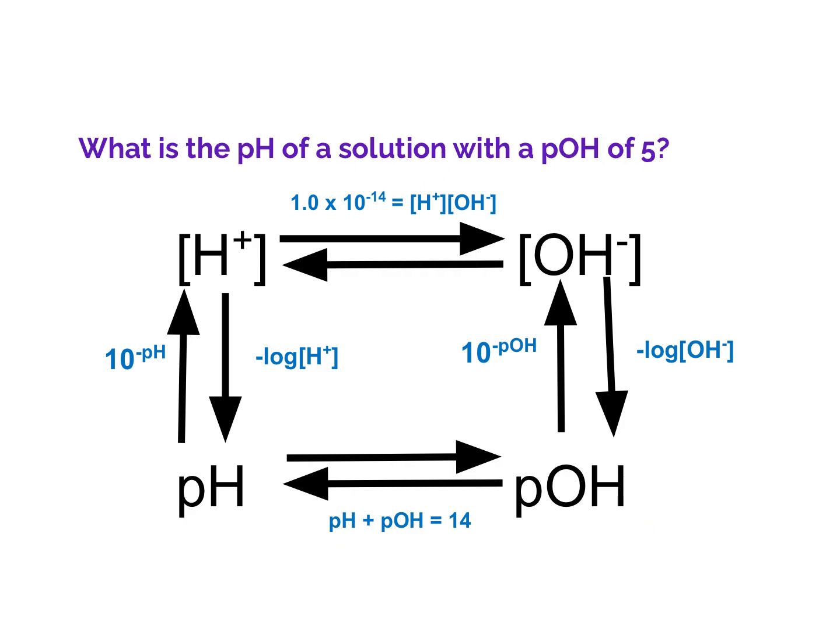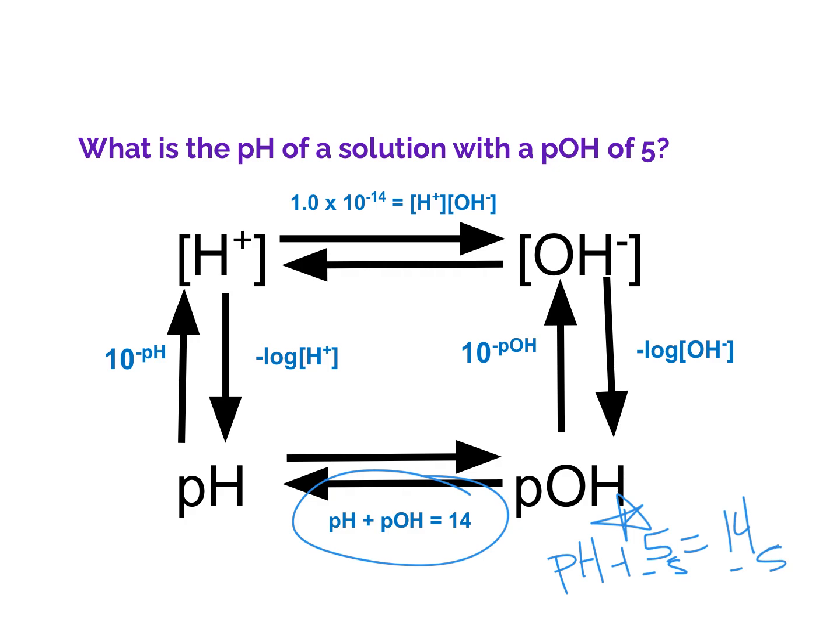It says, what is the pH of a solution with a pOH of 5? So if I'm looking at my chart, I'm starting here, right? I know my pOH is 5, and I'm going to use this equation. So my pH plus 5 equals 14. I subtract over the 5. 14 minus 5 is 9. So my pH would be 9.